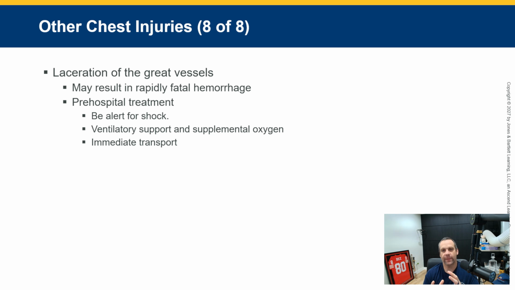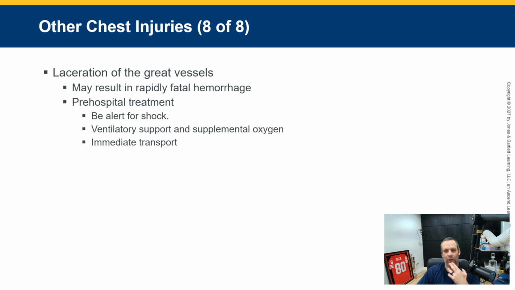The blood itself may remain concealed within the thorax, but be on the alert for any type of unexplained tachycardia, weakened pulses, falling blood pressure, pale, cool, clammy skin, just altered level, any signs of shock, really. The diminished breath sounds can also be present if the blood is collecting in that pleural space, and again, that's what we call a hemothorax.